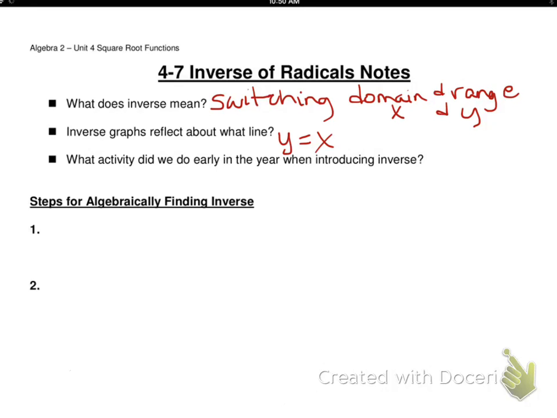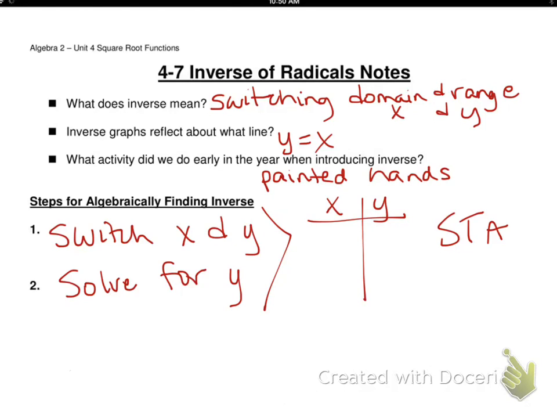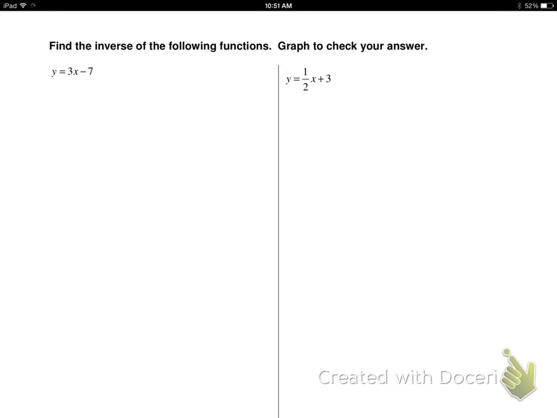Okay, y equals x. And earlier in the year, we did the activity with the painted hands. Do you remember where we did the painted hands and we found their inverse points? So, the steps for algebraically finding inverse are switch x and y and solve for y. Another method that also works great is to do stat in your calculator. So switch x and y here and then do stat. Plug in the new ones. So we'll try a couple of those different methods as we look at these problems.